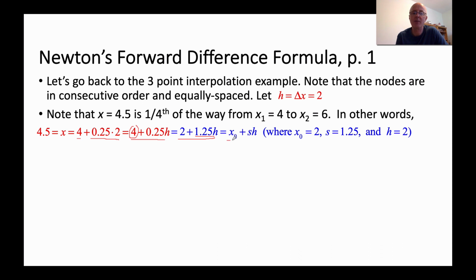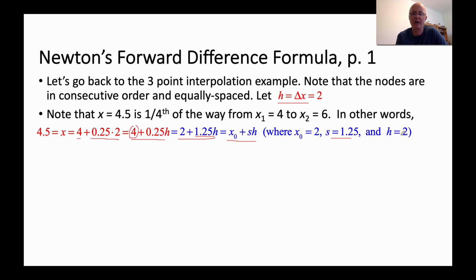In general, this is going to be represented as x0 plus s times h, where h is the delta x, and s in general is not exactly a fractional amount between 0 and 1, but you can relate it to a fractional amount, which is what I was doing here. In a sense, 4.5 is 125% of the way past from 4 to 6, if you think of 100% distance as being 2. x0 happens to be 2 here, s happens to be 1.25, and h happens to be 2.